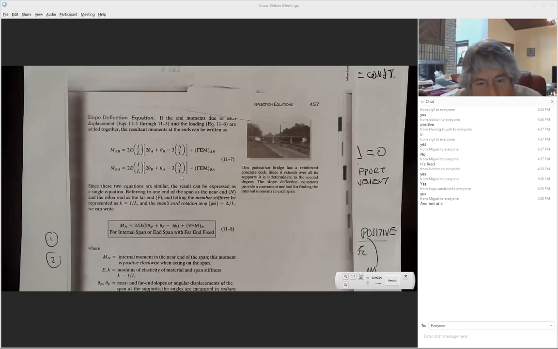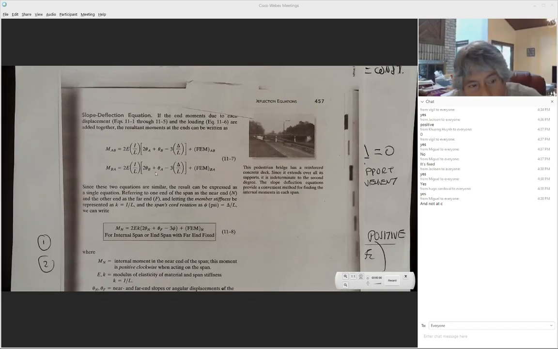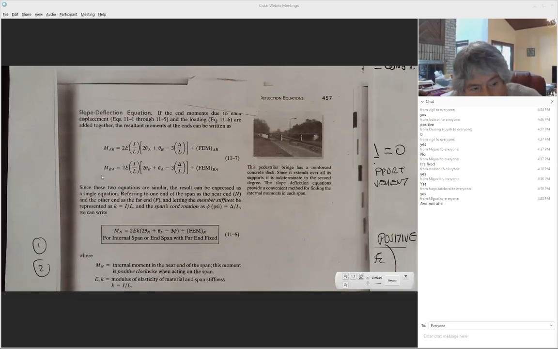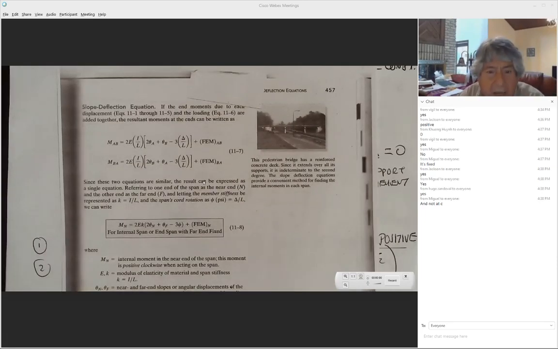These are the two slope deflection equations. For AB and BA, this is what I have done: 2EI over L, 2 theta A plus theta B minus 3 delta over L, plus the fixed end moment AB. On the right-hand side, 2EI over L, theta A plus 2 theta B minus the same number, and this is the moment on the right-hand side. So these are the two equations, and these are the equations that I have shown to you today.